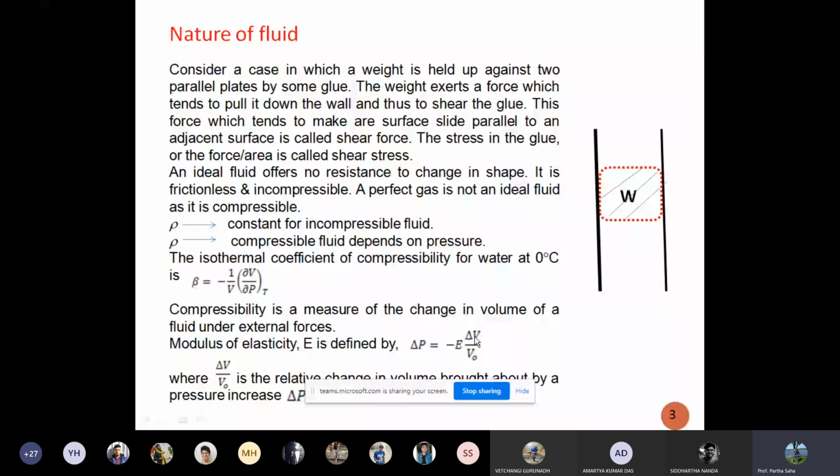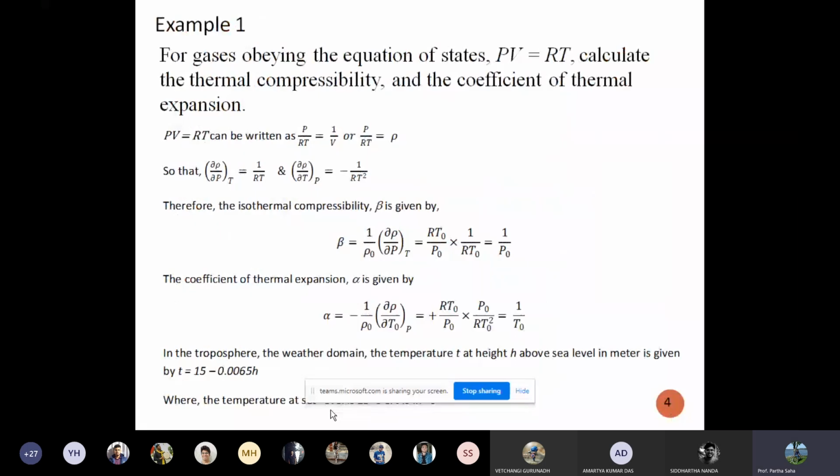The pressure actually changes proportionally to del V by V. The negative sign is there because pressure increases, volume decreases, and the proportionality constant is called minus E. The E is the modulus of elasticity, where del V by V naught is the relative change in the volume brought about by a pressure increase del P. So these are all the parameters we have talked about. Let us look into a real life example. How do you calculate?